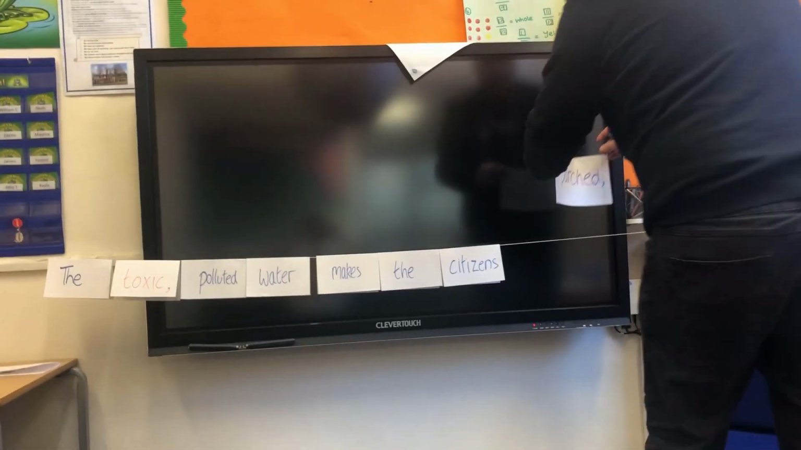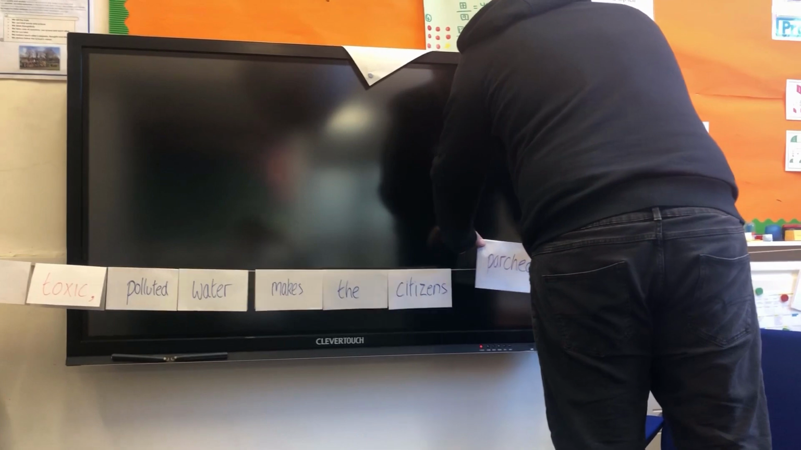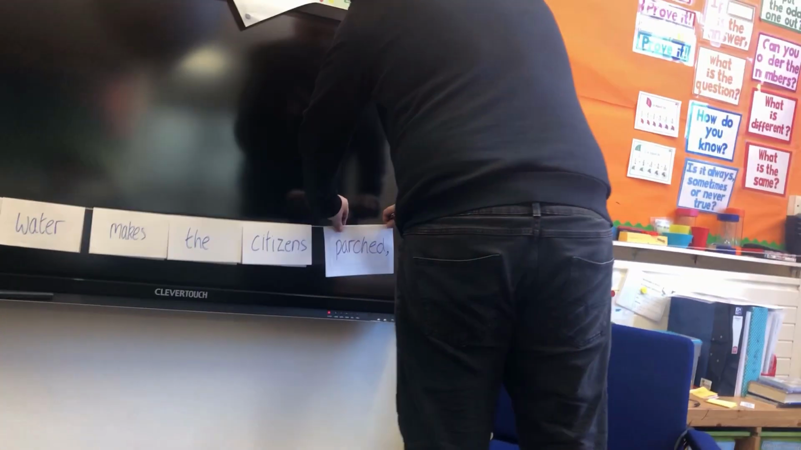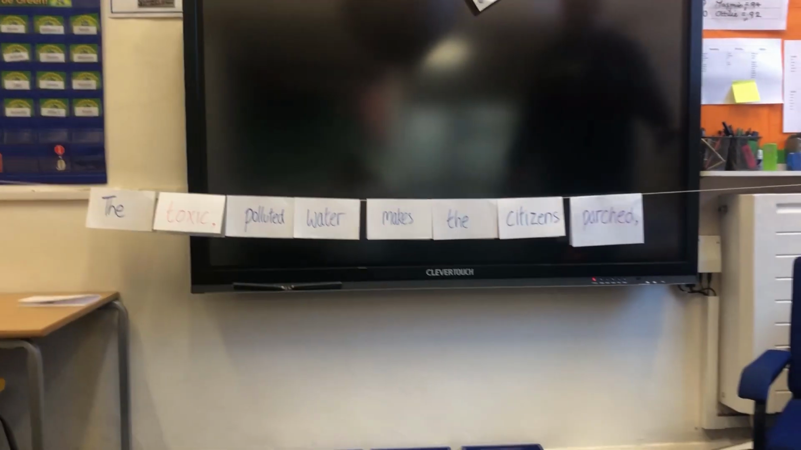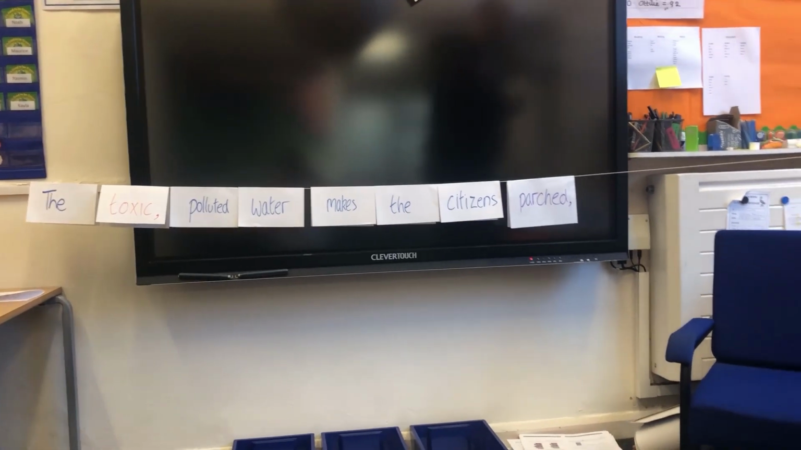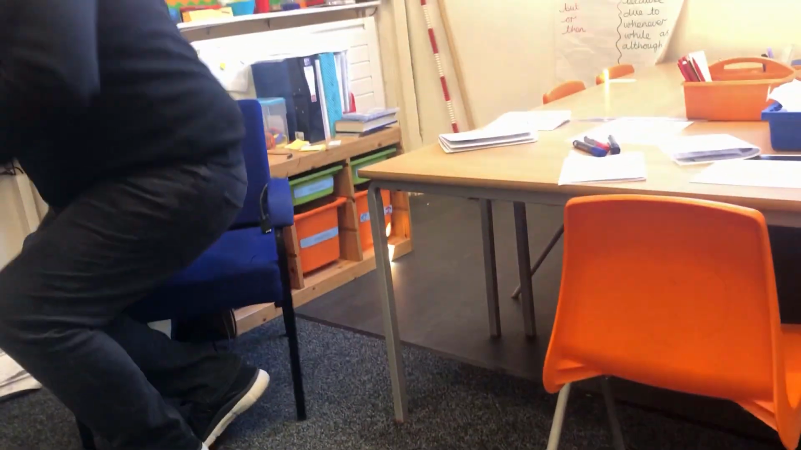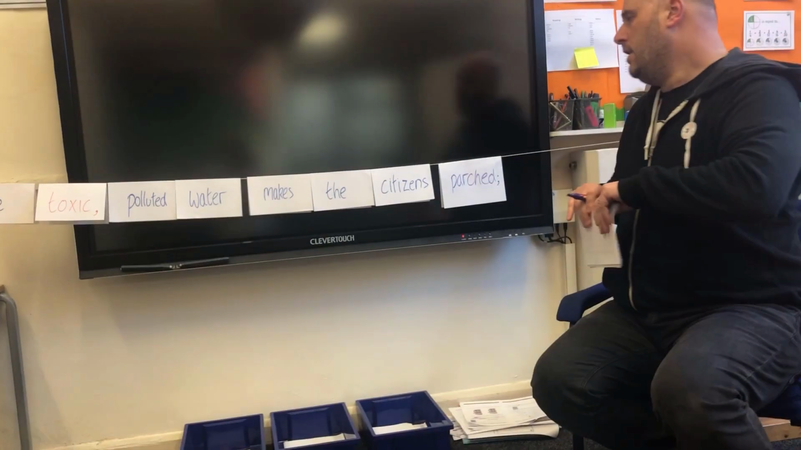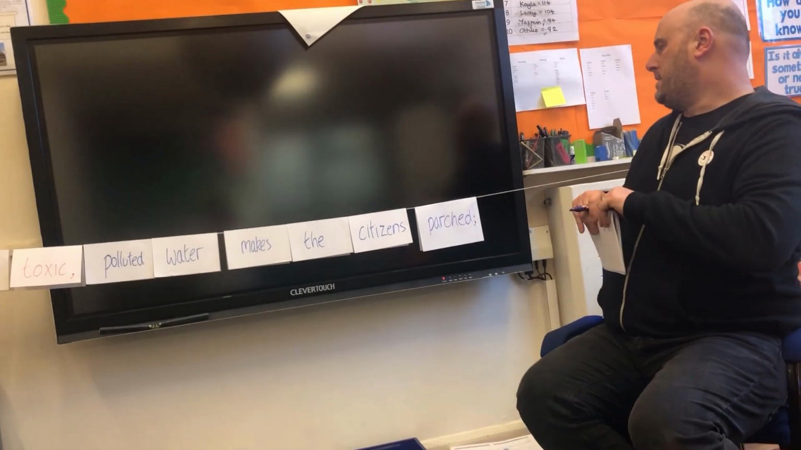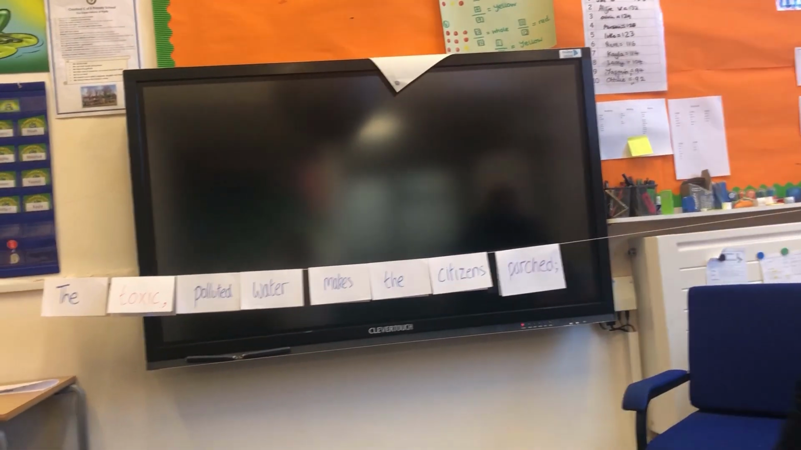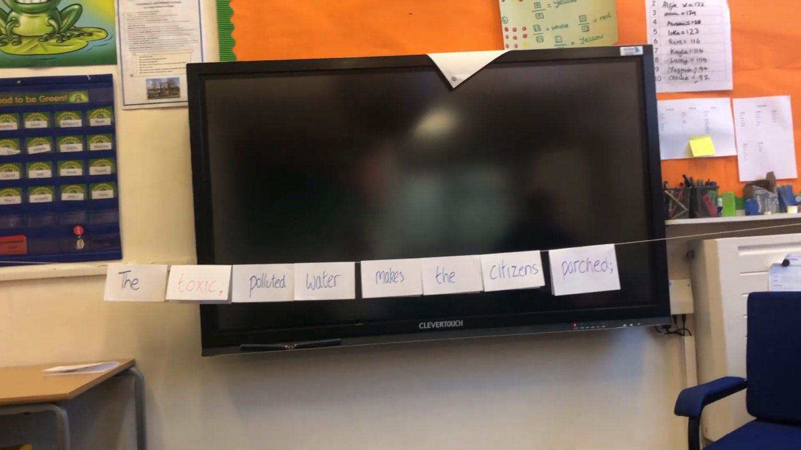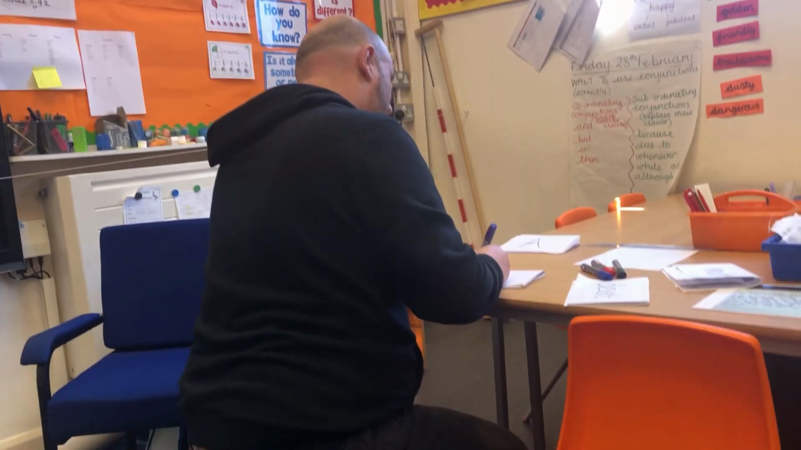Makes the citizens parched, with a comma, because then I'm going to add in my figurative language afterwards. Makes the citizens parched. I'm going to chuck this into a semicolon, which will really blow Mr. Timon's socks off. Toxic polluted water makes the citizens parched. And parched means they're really thirsty, so they are desperate.